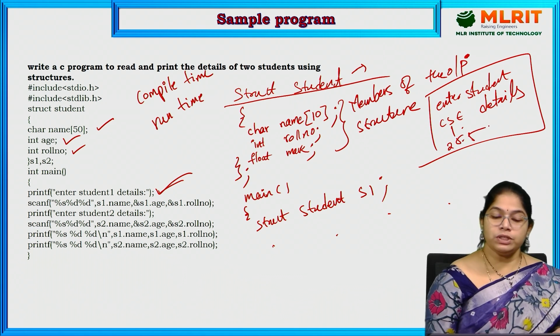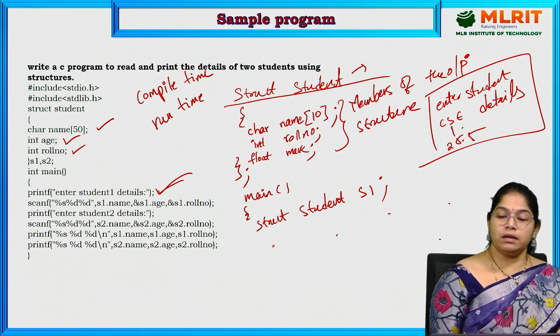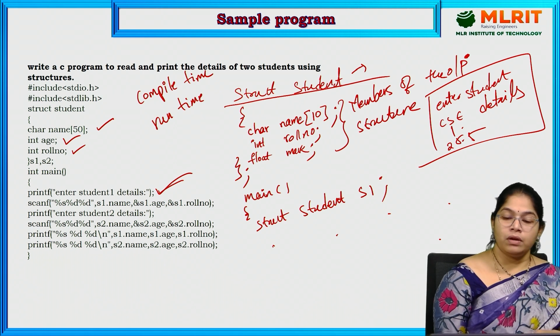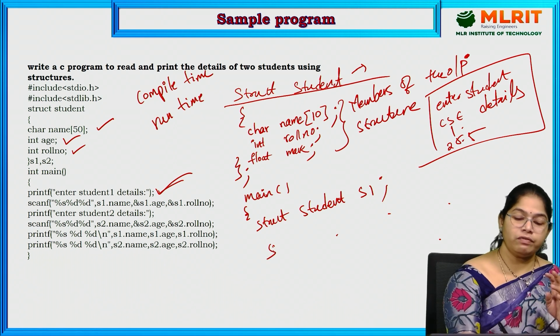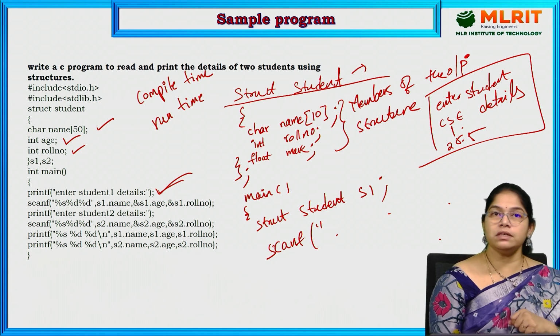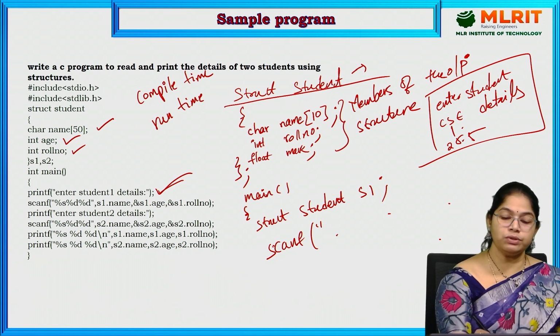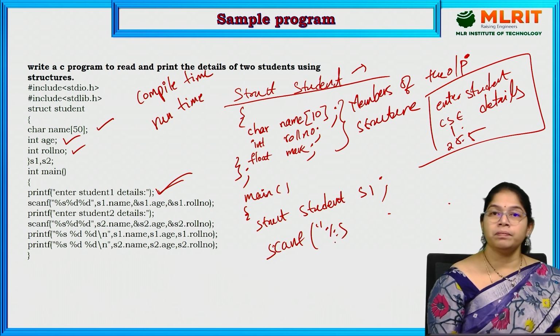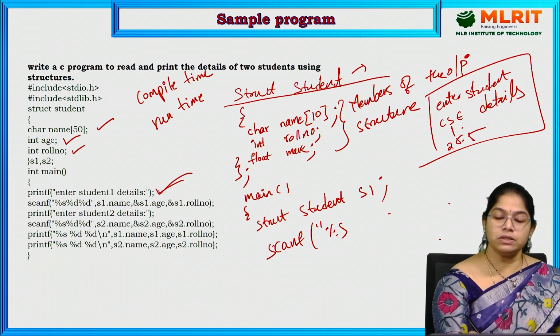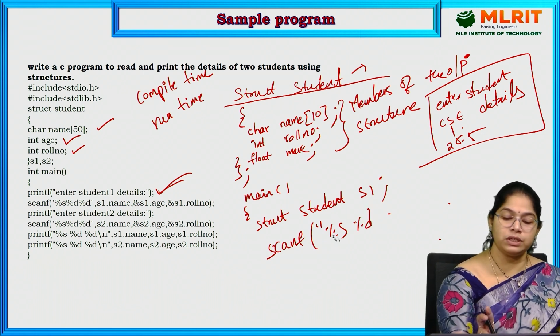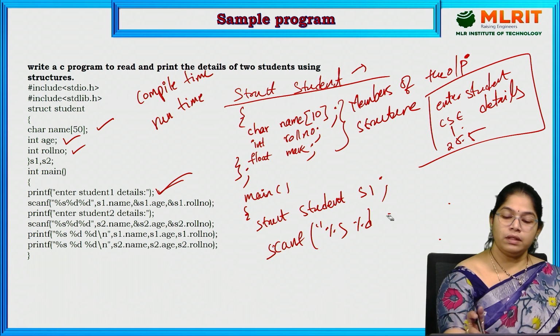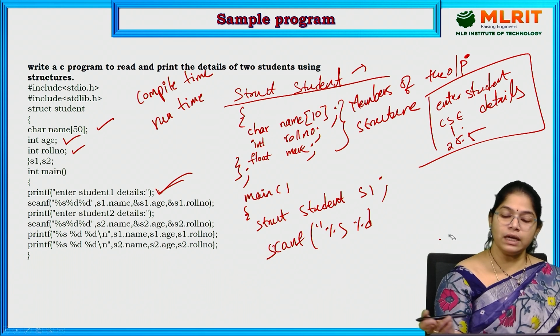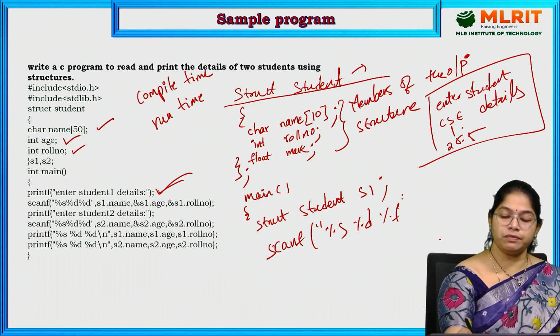The values which are given at runtime, to read those values we have a function called scanf. Which type of values? CSC is a character array, so we have to use the format specifier %s. Then 1 is a roll number, which is of type integer, so the format specifier is %d. Then marks is of type float, so %f, comma.